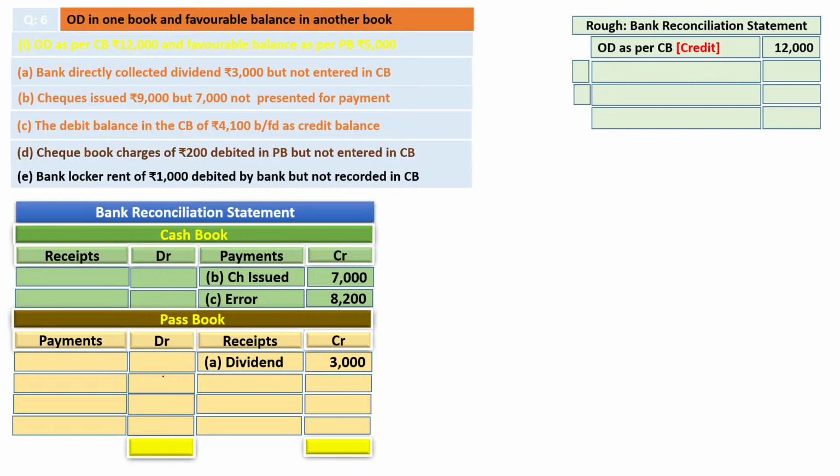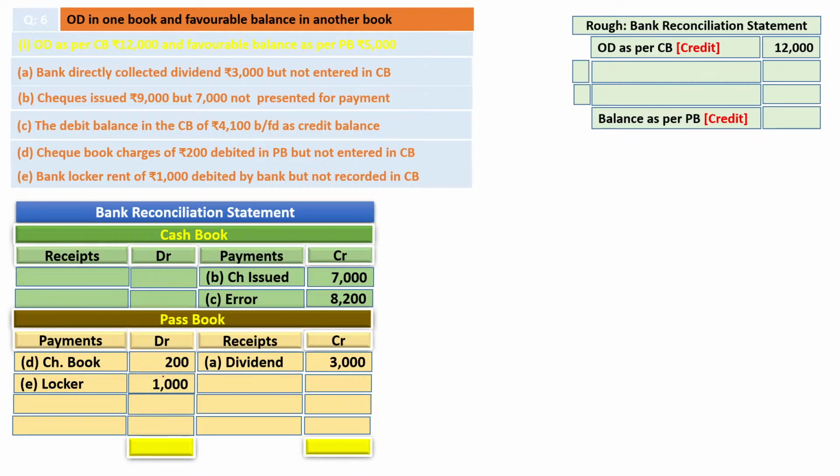And D point is all about checkbook charges: 200 debited in the passbook but not entered in the cash book. Banking charges, for the checkbook, they have debited this in the payment side. This 200 rupees is recorded by the banker, not by us. Bank locker rent 1,000 debited by the bank, not recorded. We would have taken a bank locker on rental, and periodically they charge. So they have charged 1,000 rupees in our account, payment side, but without my knowledge. So we have posted all these things.